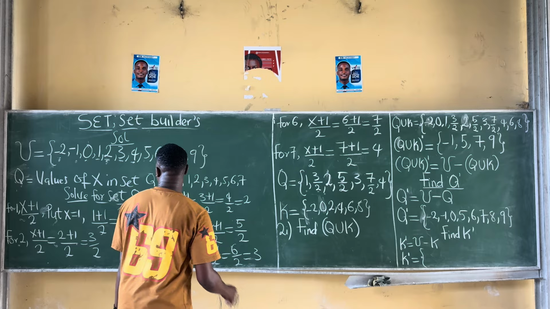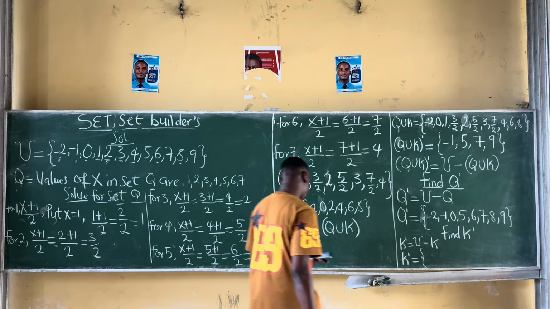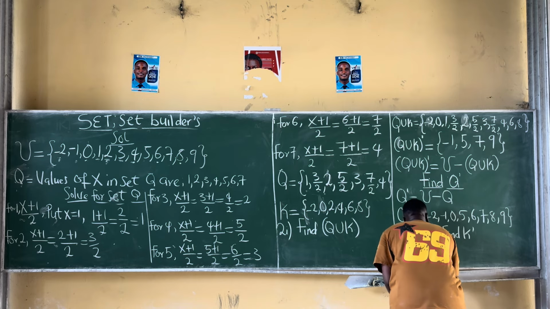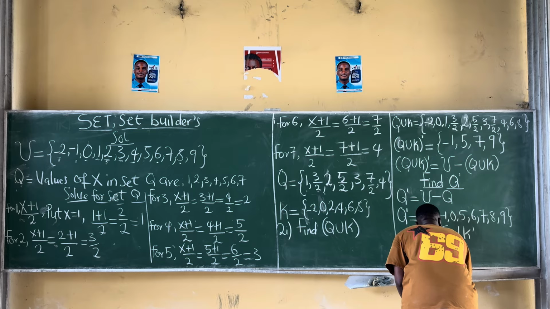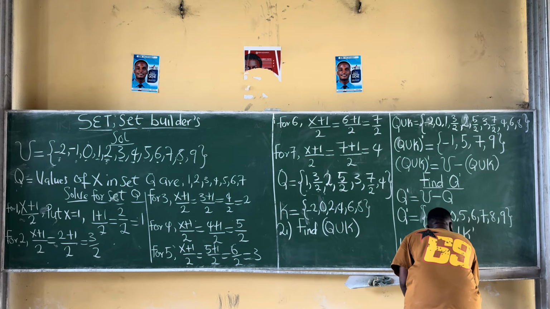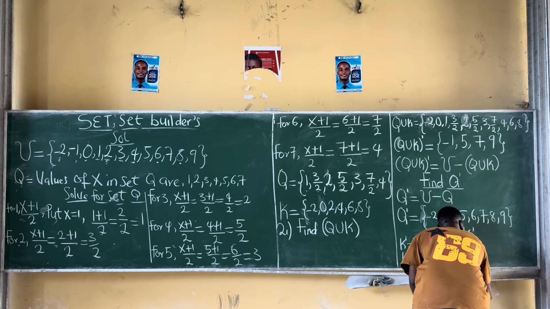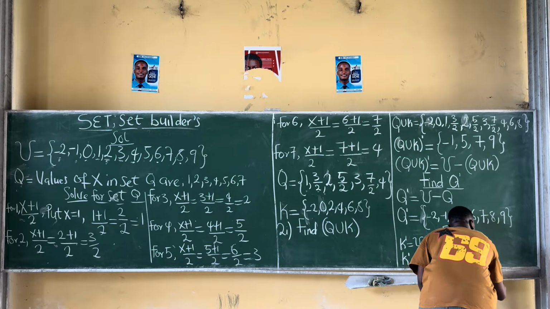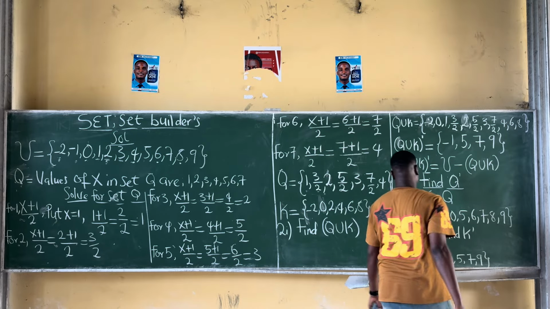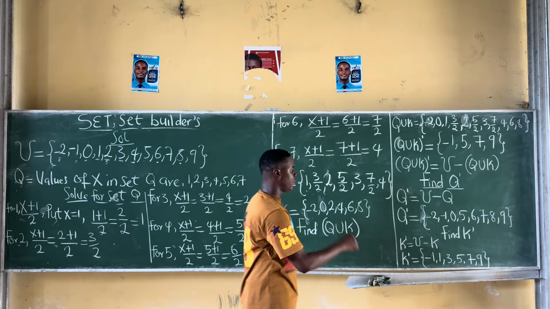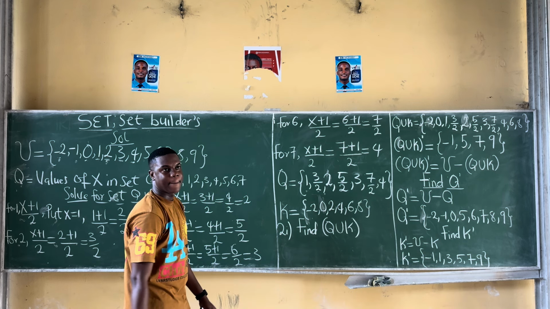So we're not going to add these ones. Let's add the ones that we got already. So we'll start from here: 1, 3, 5, 7, and 9. So these are the values of K prime.